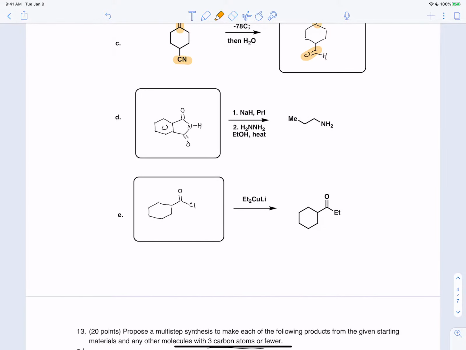For D, we are making a primary amine. Along the way, we have one good signal for us, and that's this hydrazine reagent. Hydrazine is used to cleave the reaction product from a Gabriel synthesis, and we see that we have the base and the alkyl halide to start with. So that means we need to be drawing in the phthalimide component of the Gabriel synthesis to answer this question.